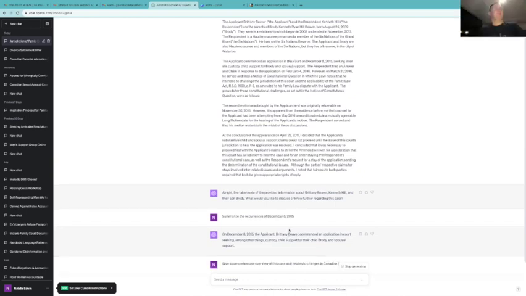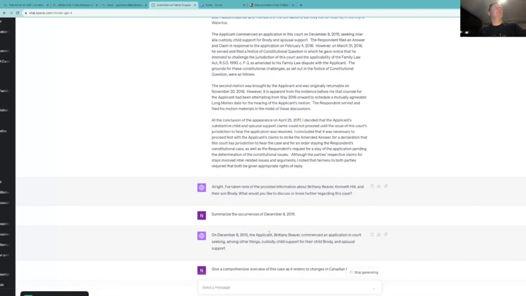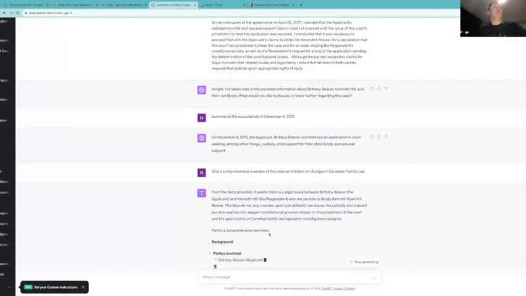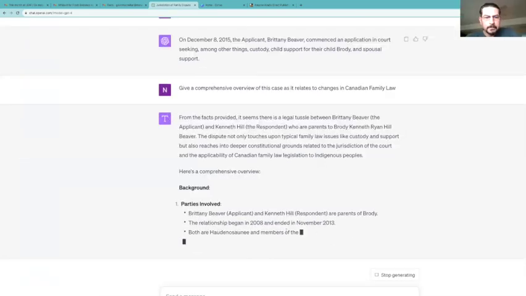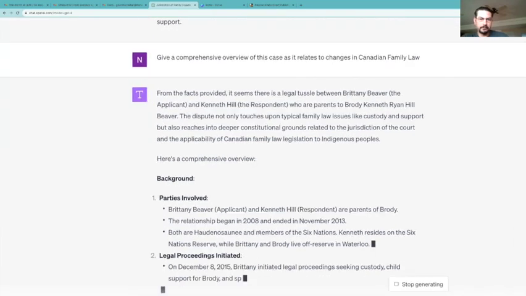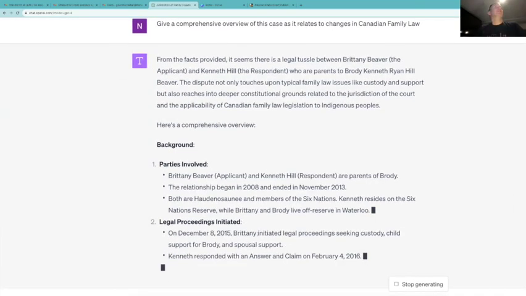So I'll just try and zoom in so everyone else can see. Yeah, that's a good question. So give a comprehensive overview of this case as it relates to changes in Canadian family law. Yeah, there you go. Is that big enough for you guys to see? Yeah.